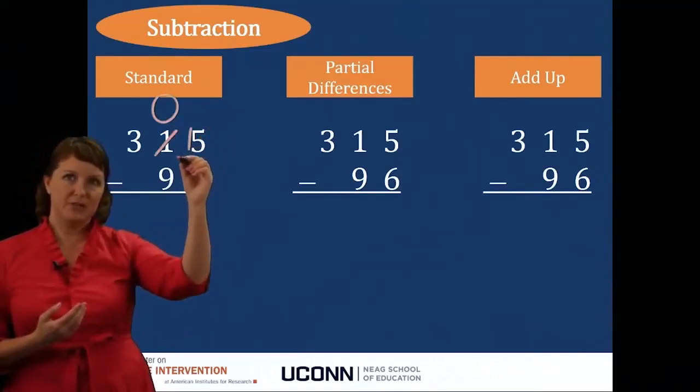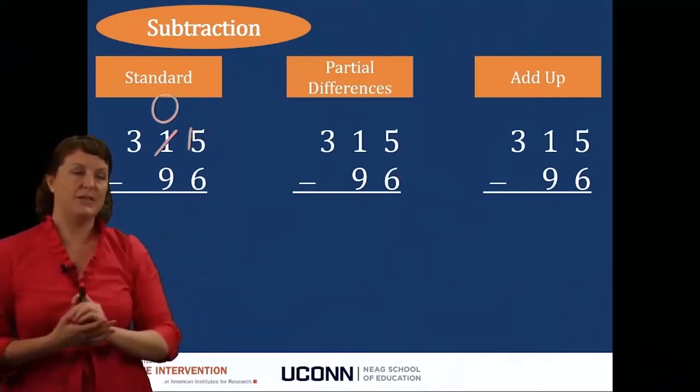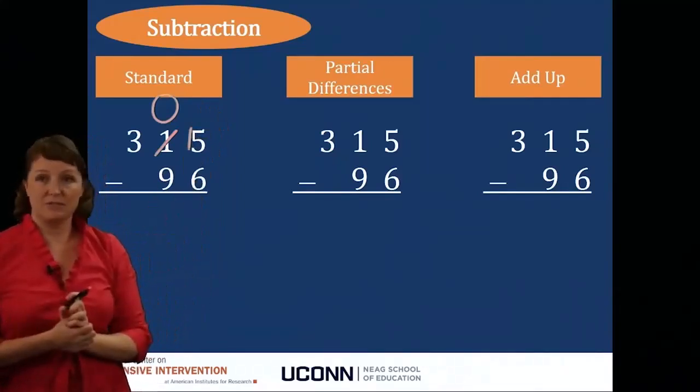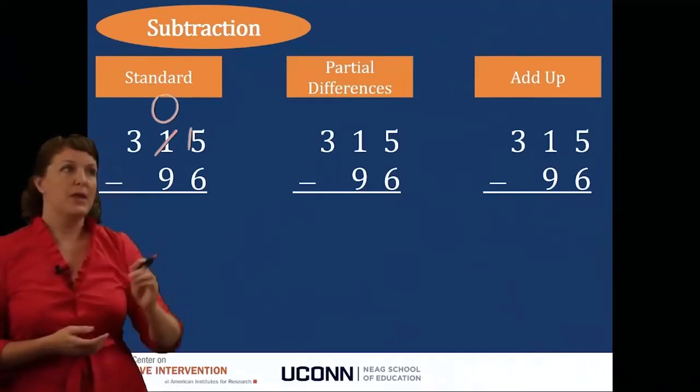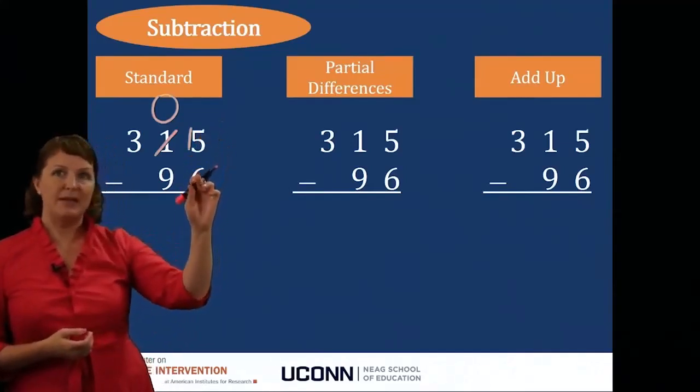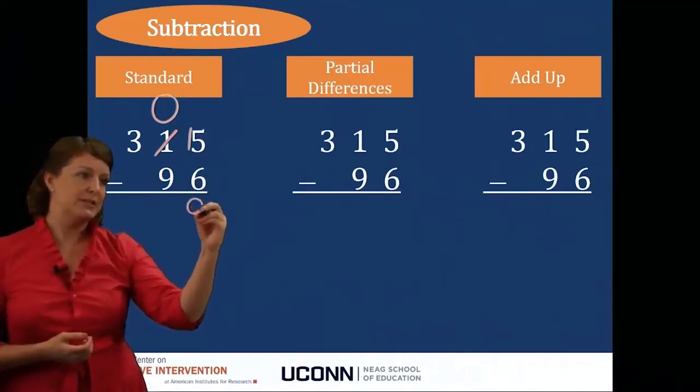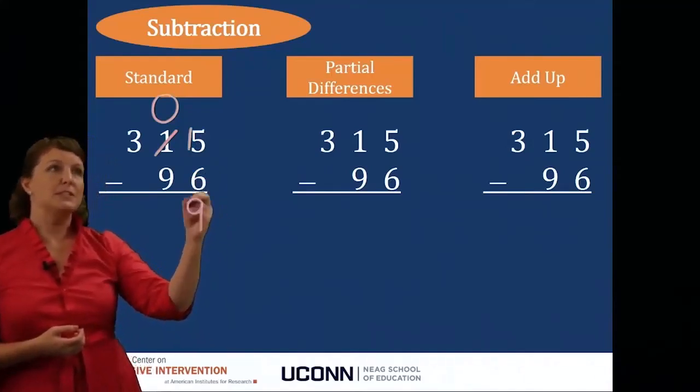Some people may actually cross out the 5 and write the 15 above there. I would just always follow the notation that students see regularly in their textbooks in schools. And so now I have 15 minus 6. 15 minus 6 is 9. Now I move to the tens column.